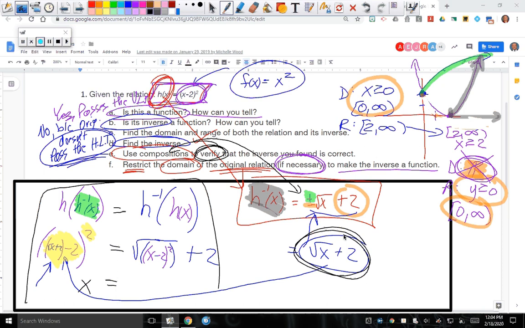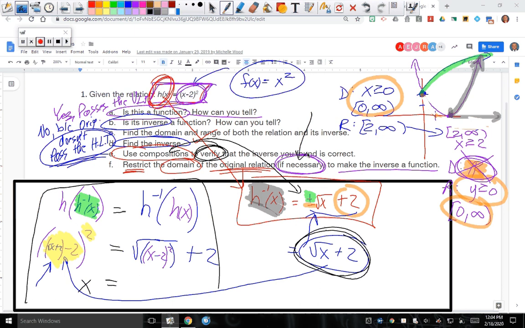Okay? If necessary. You're going to see here in just a bit, you don't have to do this if the original passes the horizontal line test. But be careful of how much you actually draw, because you're only drawing basically relating to what that first given function was.